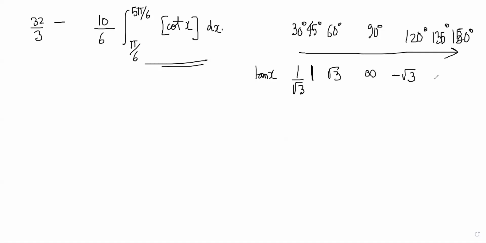135 degree would be negative 1. And 150 degree will be negative 1 by root 3. Now you might be confused because you don't know trigonometry really well, so maybe you're not understanding this part, right?